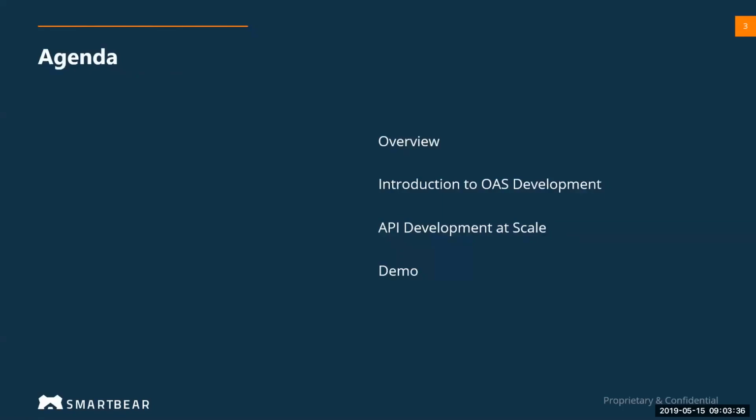Then we will take those ideas that we've been discussing and start to look at how we can scale them up, bringing in more teams, more APIs, more users, more consumers, that type of thing. And then we'll take a look at a short demo of Swagger Hub, which is one of our tools here at SmartBear, but specifically for API design and development.